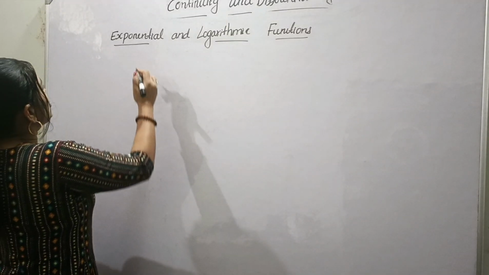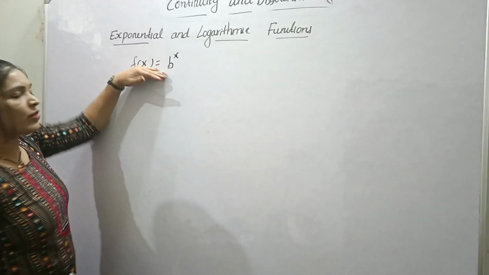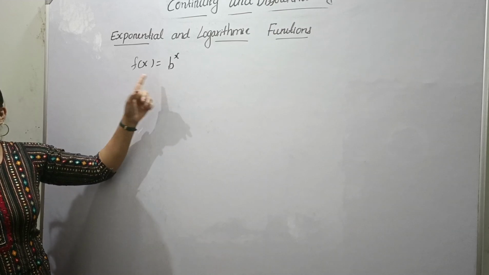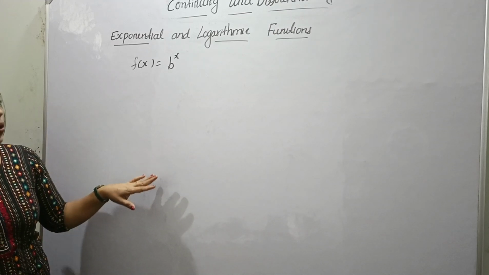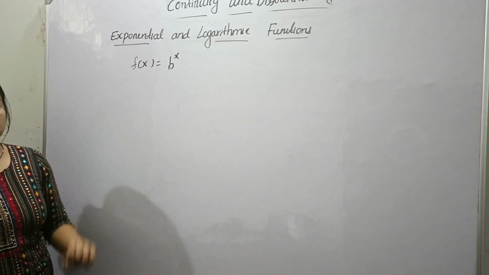So what is an exponential function? A function of the form f of x is equal to b raised to x, where b is greater than 1, is called an exponential function with base b. Here b is always greater than 1.